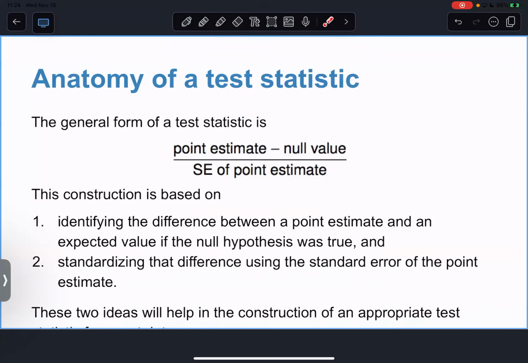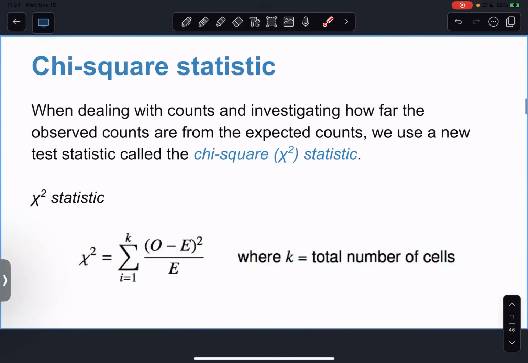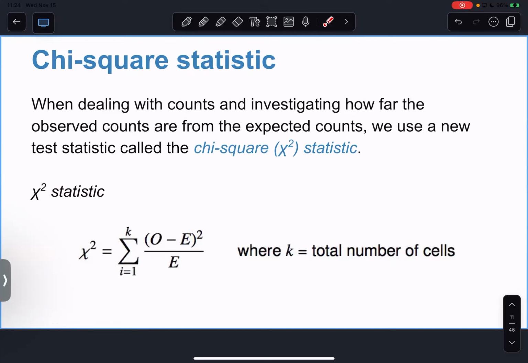We can take it back to just the generic form of a test statistic, which is your point estimate minus a null value divided by the standard error of the point estimate. I haven't given you the standard error of the point estimate. I haven't even given you a point estimate. So we're a little bit lost still. But what we're going to do is skip ahead to here because I want to get straight to the chi-squared test statistic.